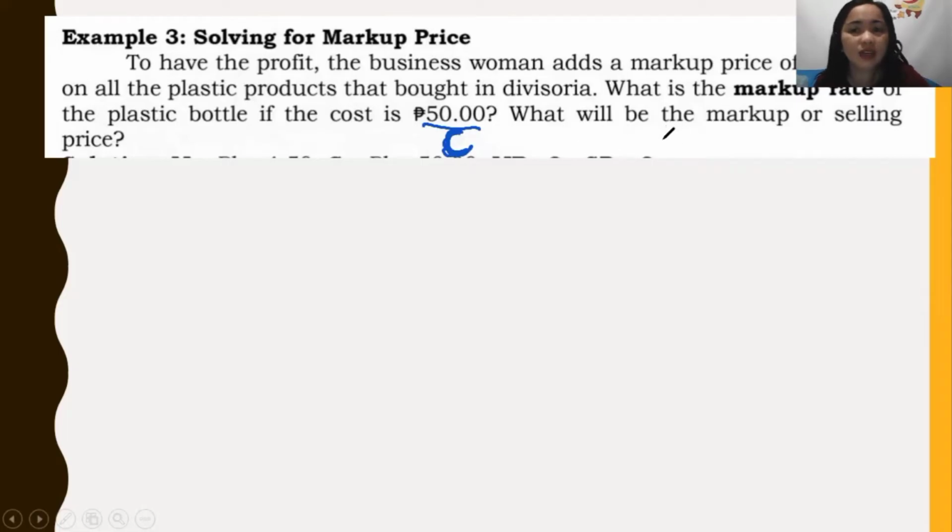Ang tinatanong ngayon is, what is the markup rate or rate? Ang tinatanong ay markup rate and what will be the selling price? Ayan. Ano daw ngayon ang selling price? Alright, let's proceed to the solution.